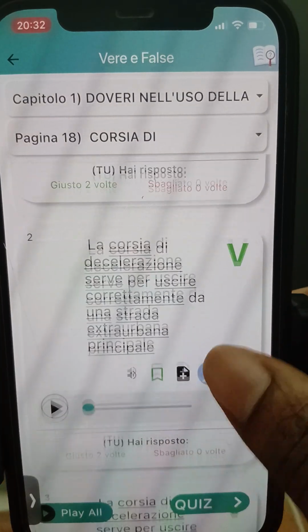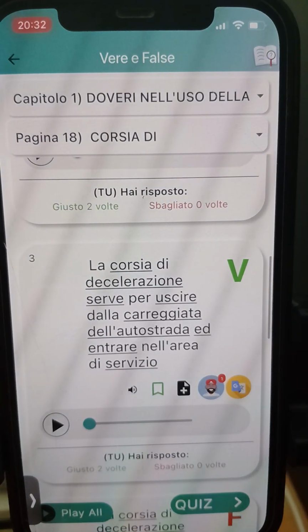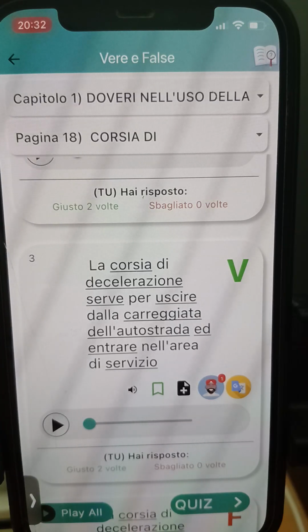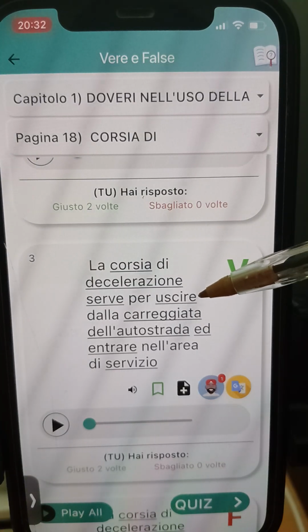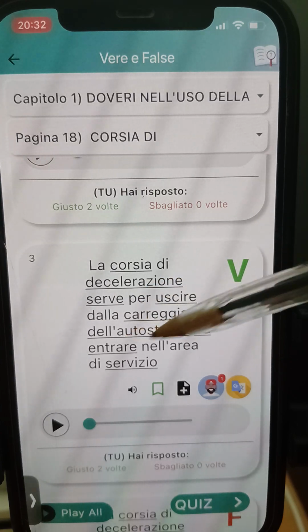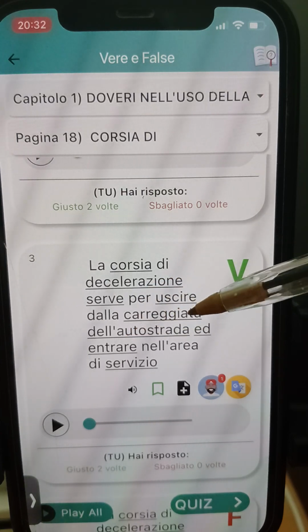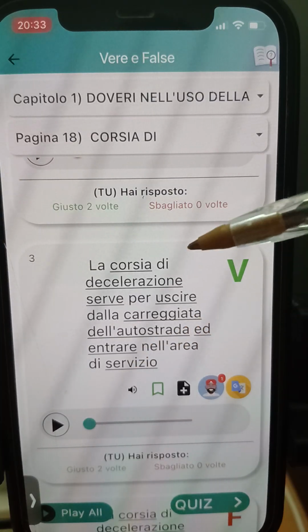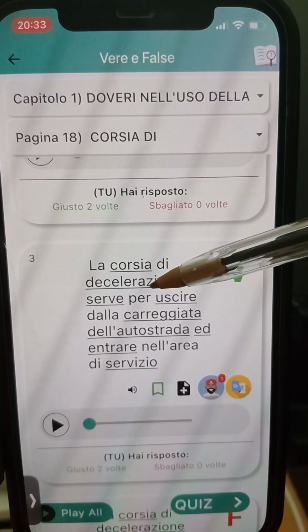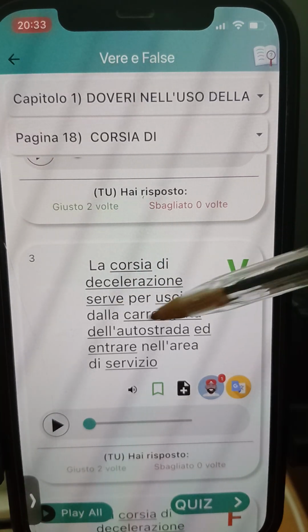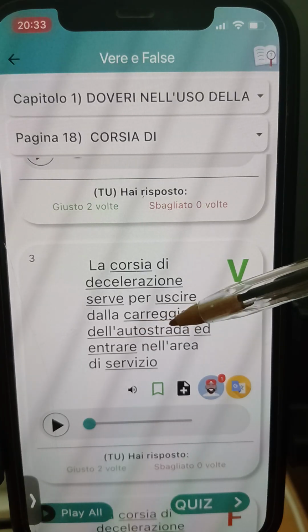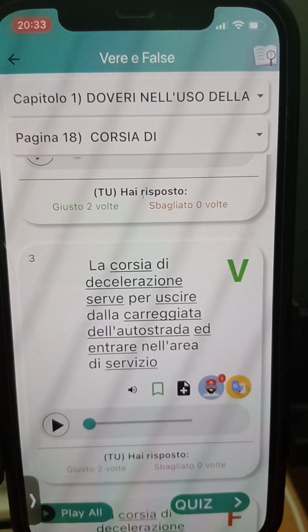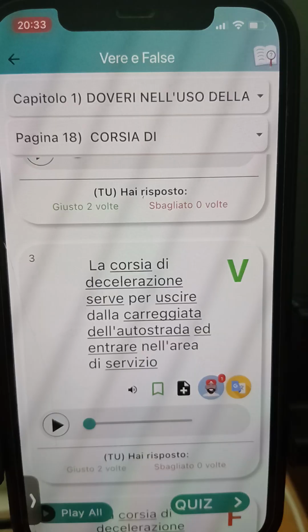Okay, let's go to number 3. This one doesn't have much to say. La corsia di decelerazione serve per uscire dalla carreggiata dell'autostrada ed entrare nell'area di servizio. Servizio. You see, they say this corsia di decelerazione serves to do what? To exit the carriageway in autostrada and to do what? To enter the what? Service area.